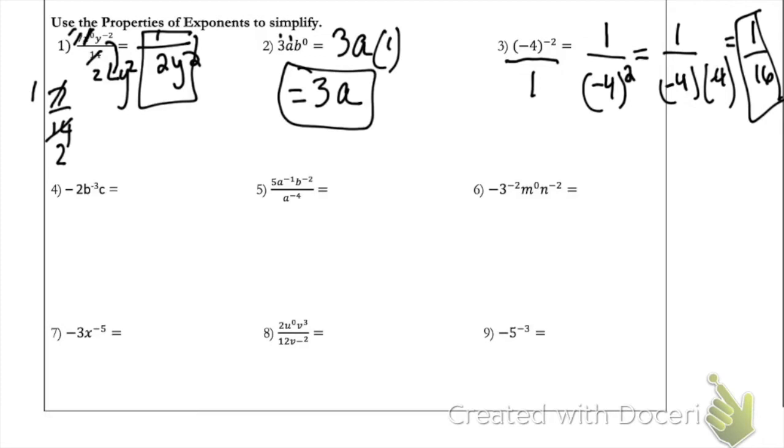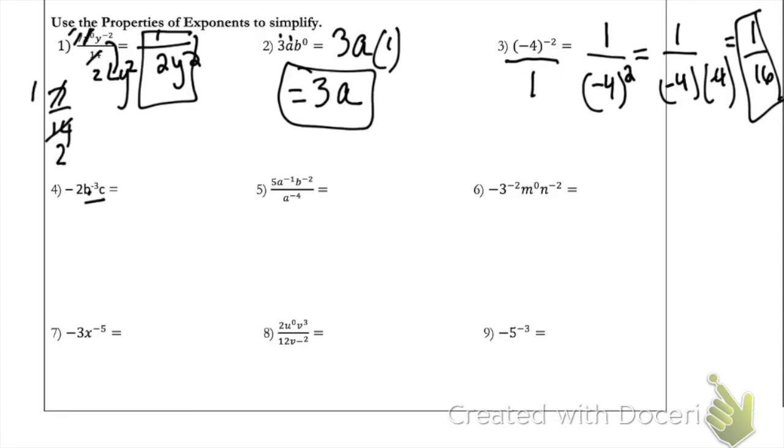Number 4, you have negative 2, b to the negative 3, and c. Okay, so I know what I cannot really have is this b to the negative 3. That's kind of the issue with this one. So I know I'm going to have to move it to the denominator.